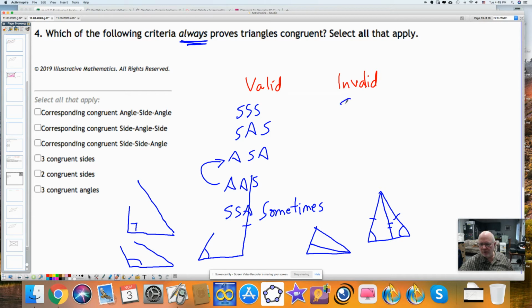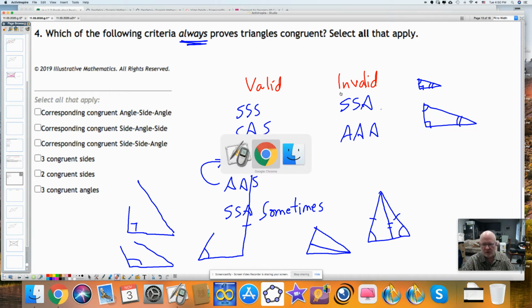So invalid would be the ass backwards or the donkey theorem, SSA. Sometimes it's valid, but not always. And the other one is angle, angle, angle. Why is angle invalid? Because if I have 2 triangles that have the same angles, I could have 3 angles that are congruent, but the 2 triangles are not congruent. Why? Because one is going to be larger than the other. This is a dilation. This is similarity, and we will discuss this in the last part of this trimester.